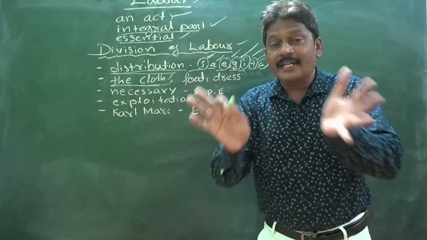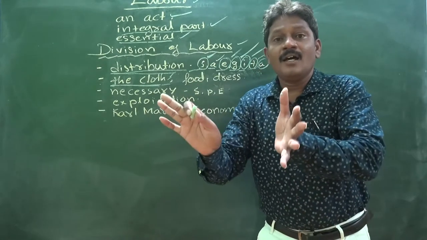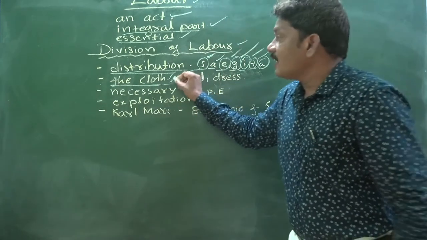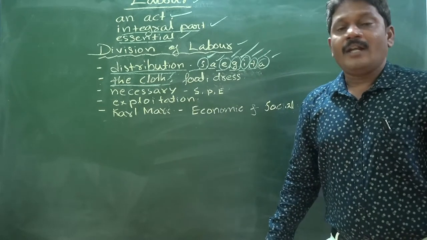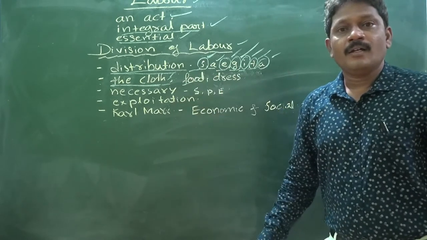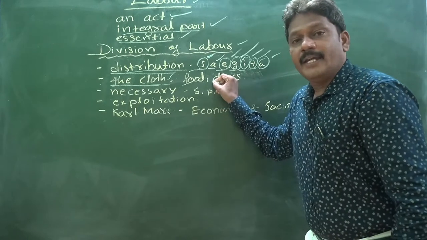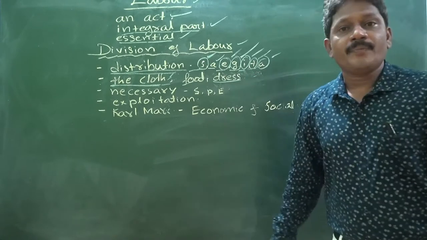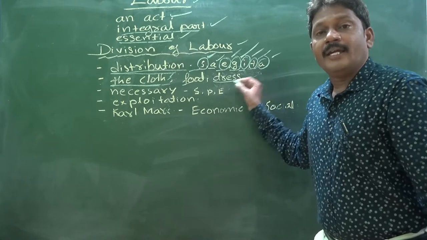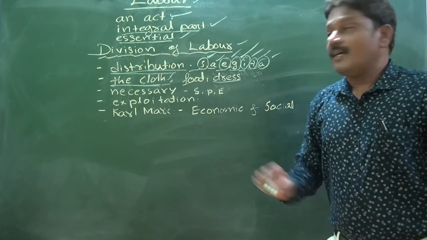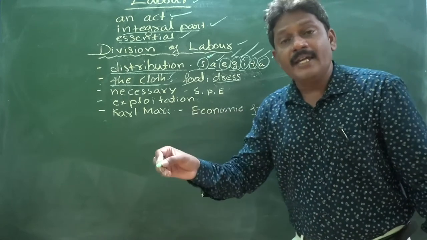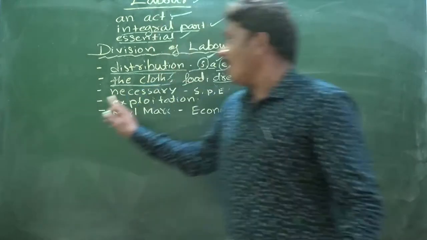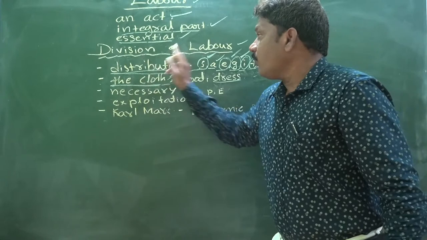These persons' collective effort, these persons in different places. So that is the distribution of the work. The food is produced by farmers, the dress is produced by the tailors, the cloth is produced by weavers, the color is given by the dyers, and that cloth is also sold by traders. This is also work distribution. That is called the division of labor.